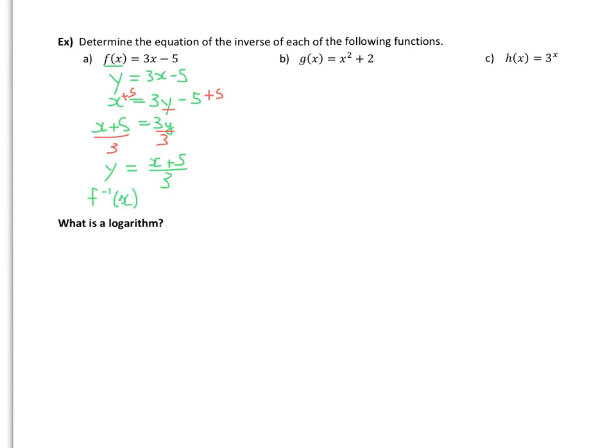All right, so f inverse of x, not f prime of x, the inverse function of f at x, is now equal to x plus 5 divided by 3.